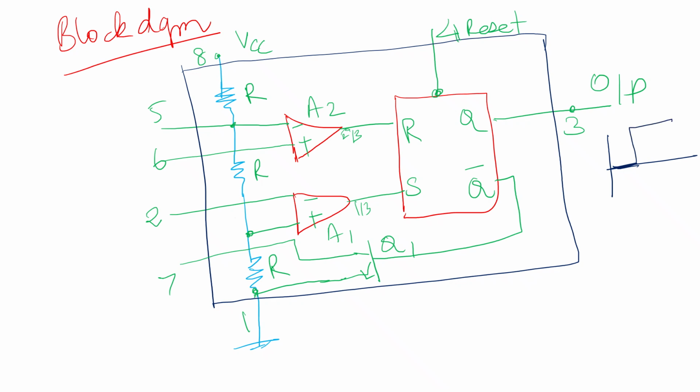The transistor is being used as a switch. It connects the pin to ground when it is closed. When Q is low, Q bar is high. This closes the transistor switch and attaches pin 7 to the ground. When Q is high, Q bar is low. This opens the switch and pin 7 is no longer grounded.